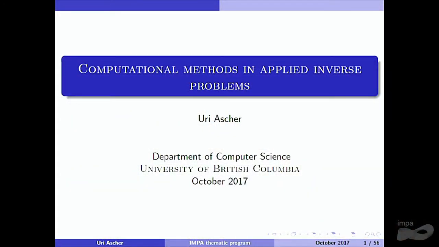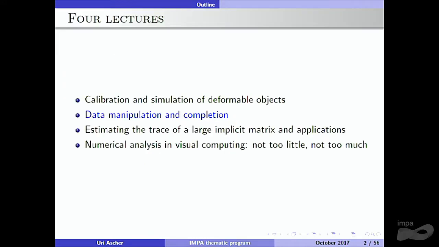So this is the second in a series of 4 lectures that are loosely connected to each other. Each of the topics is distinctly different, but there are some connections through some application, through some issue. And today's topic is the manipulation of data, especially completion of data, but also other manipulation of data.